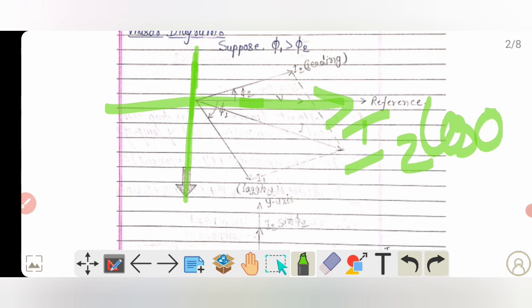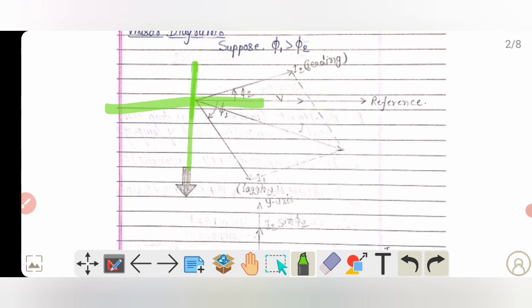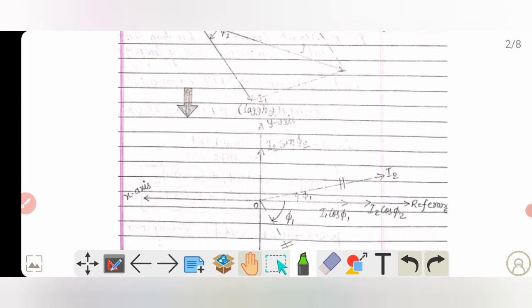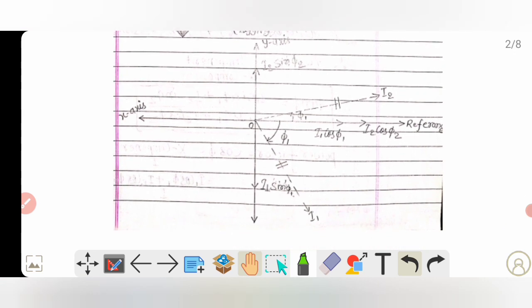And now, as you can see in the next diagram, we have broken I1 and I2 into their X and Y components, or we can say into horizontal and vertical components. Now, this is basically I2, and the value of I2 along the x-axis is I2 cos phi 2, and the value of I2 along the y-axis is I2 sin phi 2.